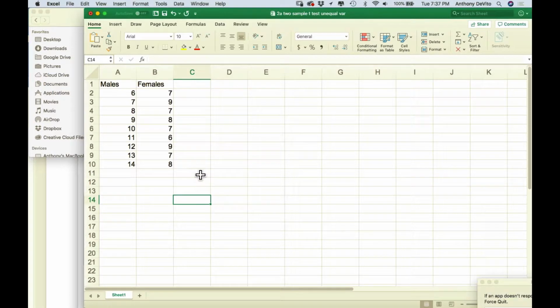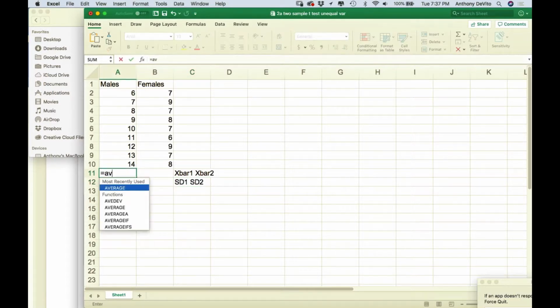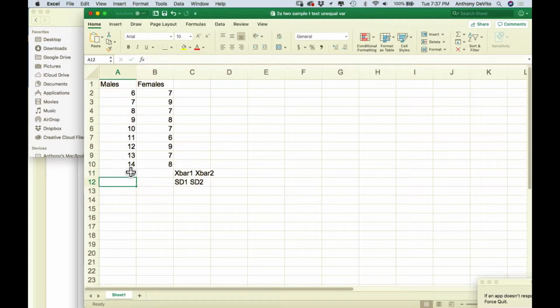Okay, I'm going to find x bar 1 and x bar 2. And I'm going to find the standard deviation for group 1 and the standard deviation for group 2. Okay, so the mean is equal to average, parentheses, I'm going to find the mean for all these numbers, and I'm going to drag this across. And that's 7.55.